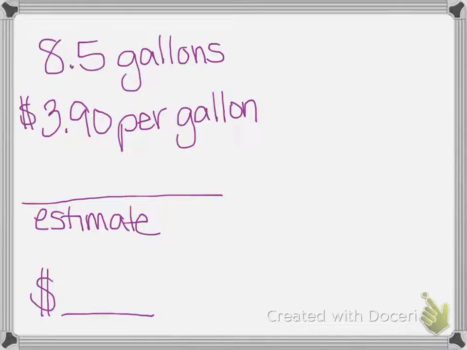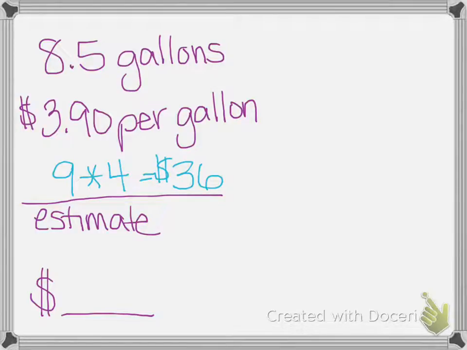Number 3 says Noah bought 8.5 gallons of gas. Gas is $3.90 per gallon. How much should Noah pay for gas? So first it wants you to estimate. So I would round 8.5 up to 9, and I would round $3.90 up to 4. So my estimate would be he paid around $36 for gas.